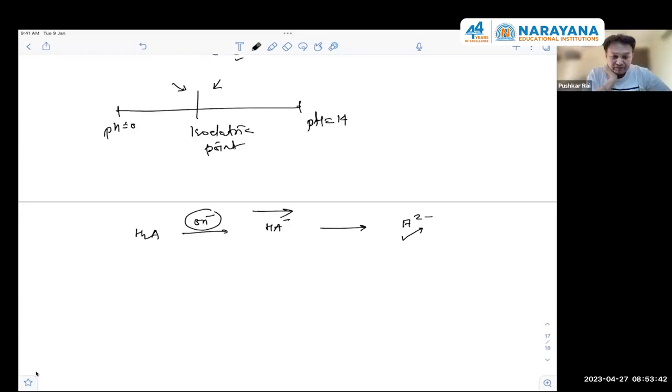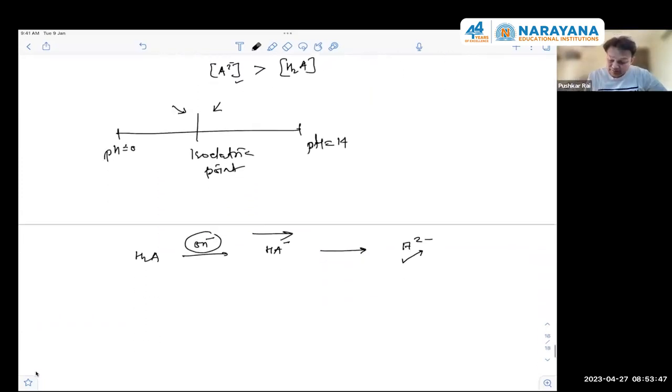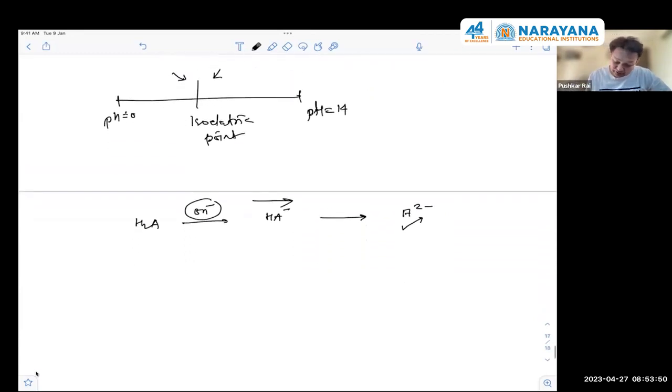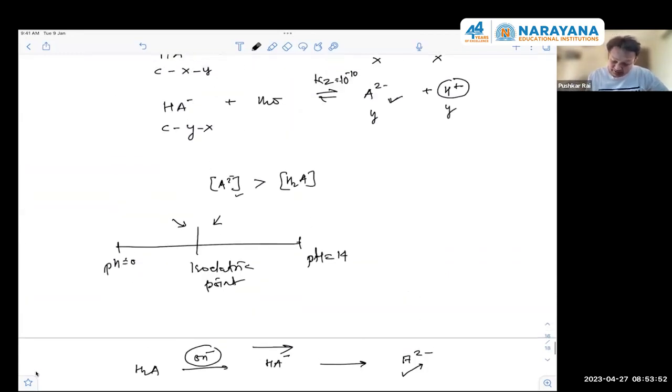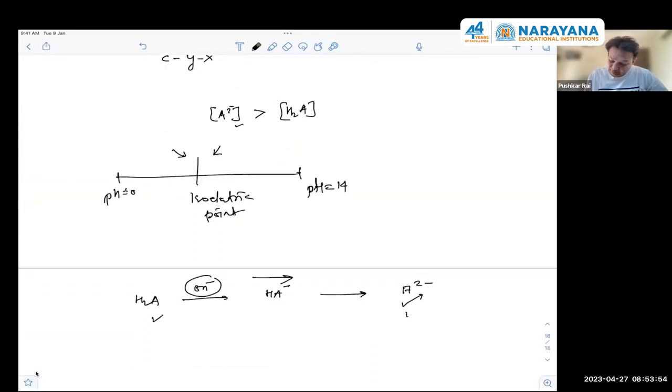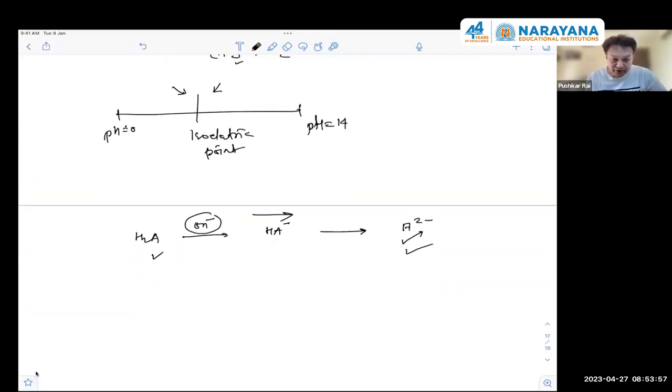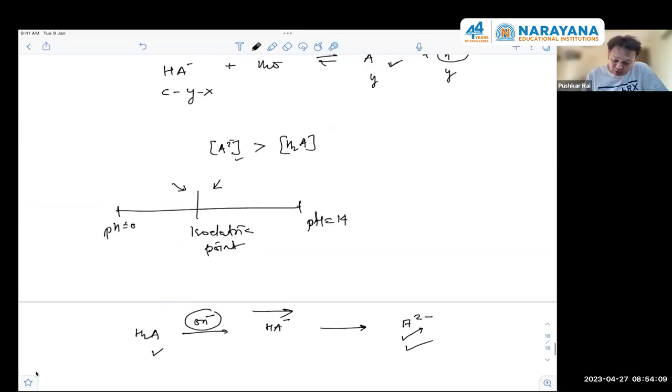Now you're convinced? Okay. So at the isoelectric point, we know that this is equal to this. This is equal to this. All right, isoelectric point is this. But if I say that A2 negative is slightly more, that means what? We must have added some NaOH into it extra. Do you understand? Yes, so that means we are towards this side of the isoelectric point. So what should we do now to get back? Add some acid.